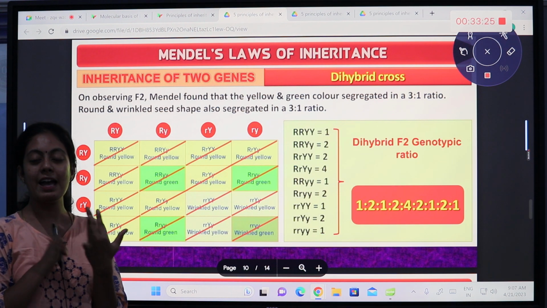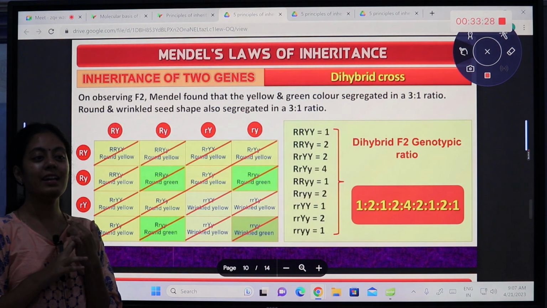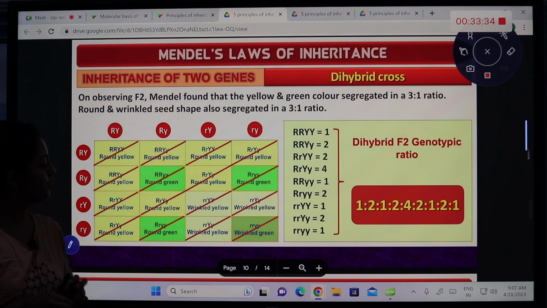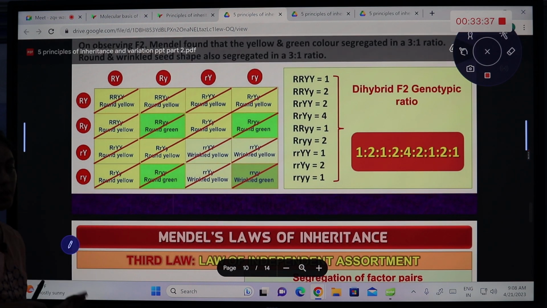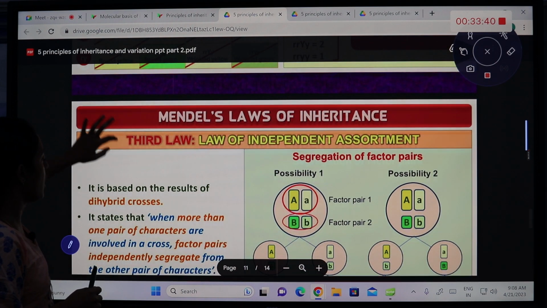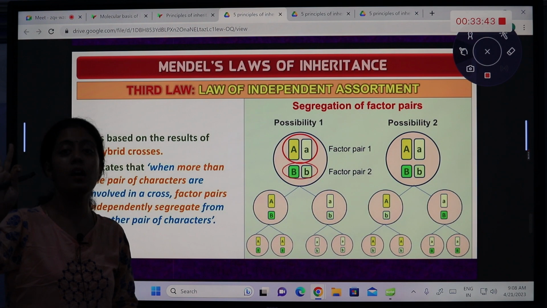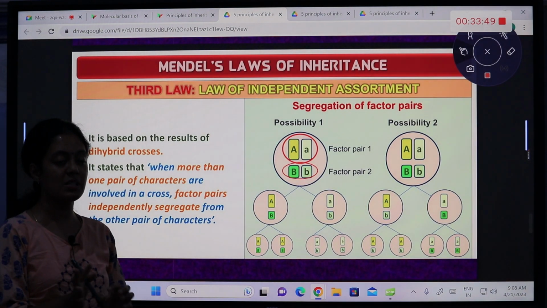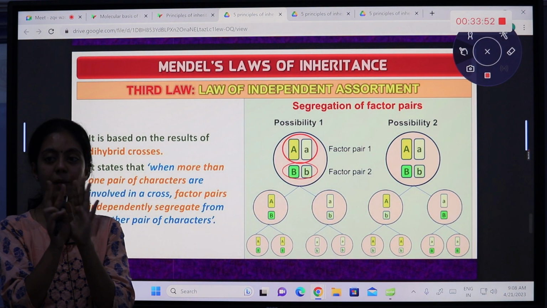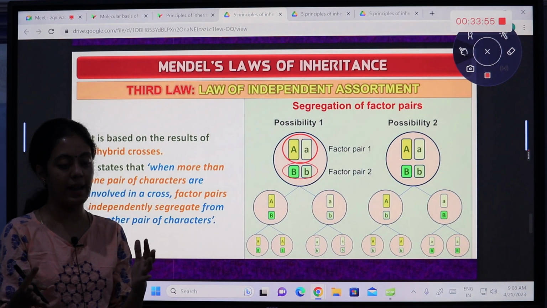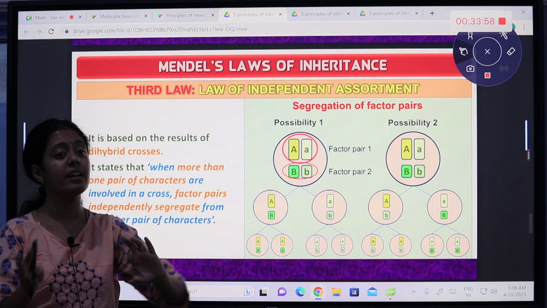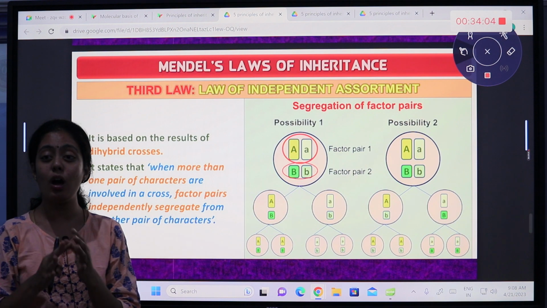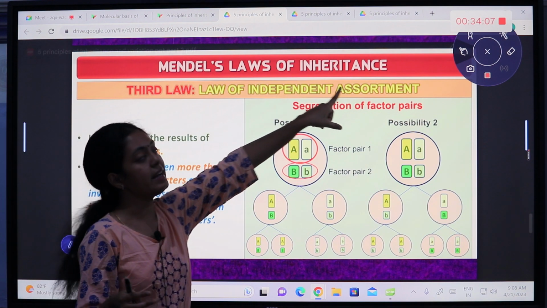So dihybrid cross, all of you understood? Cross between individuals differing in two pairs of contrasting characters. I think all of you wrote it. Based on dihybrid cross, Mendel proposed his third law, the law of independent assortment. When an organism differs in two characters, the transmission of one character is independent of the transmission of the other. They don't depend on each other. That is why we call it independent assortment.